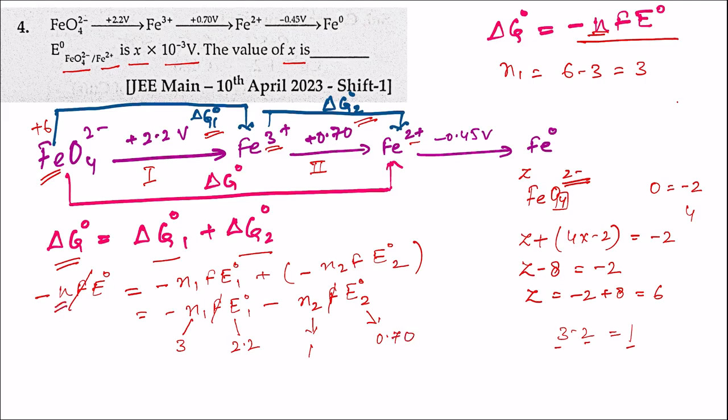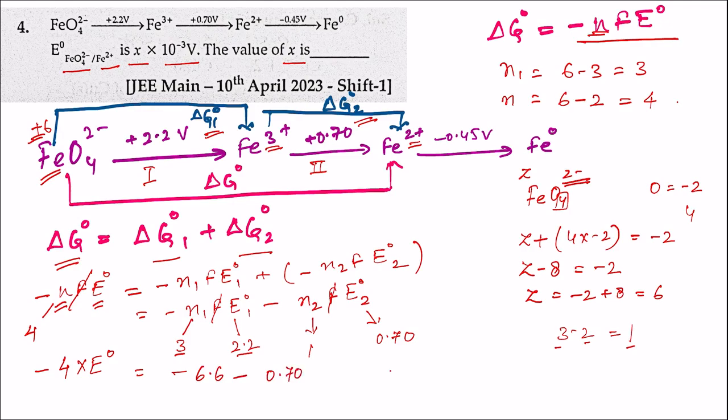N is the number of electrons involved when FeO4 2- changes to Fe2 plus, meaning the sum of step 1 and step 2. So in FeO4 2- it is +6, in Fe2 plus it is +2. So change is 6 minus 2, that is 4. Value of N is 4. E0 you have to find out. So 4 into E0 is equal to 3 into 2.2, that is 6.6, plus 1 into 0.70, which is 0.70.